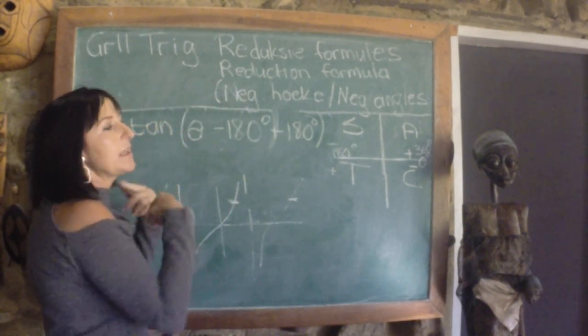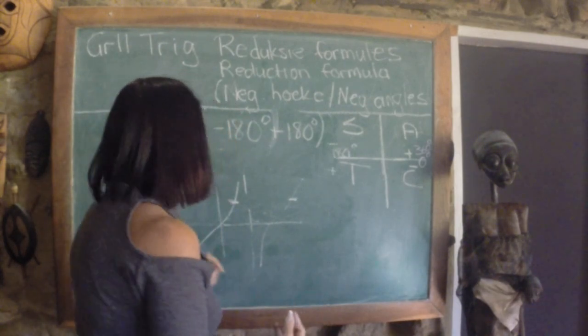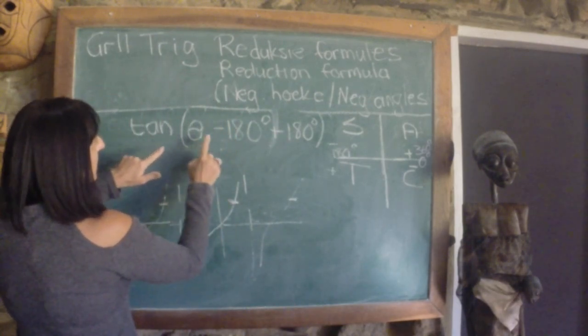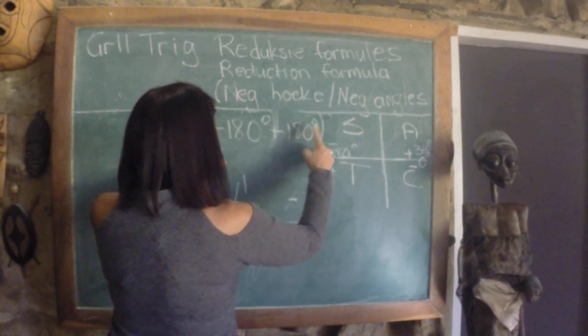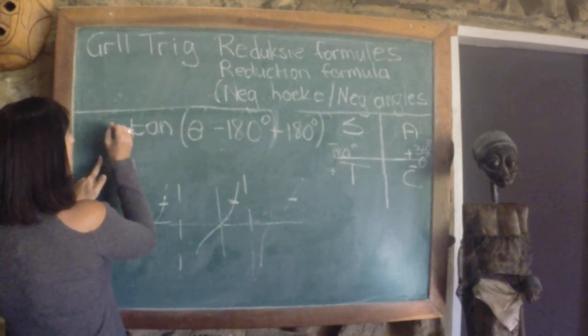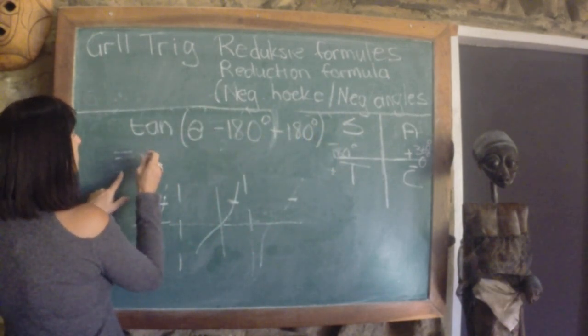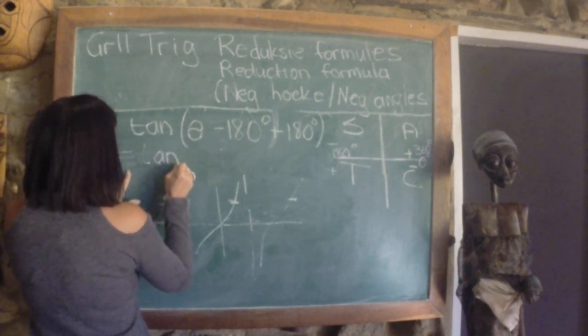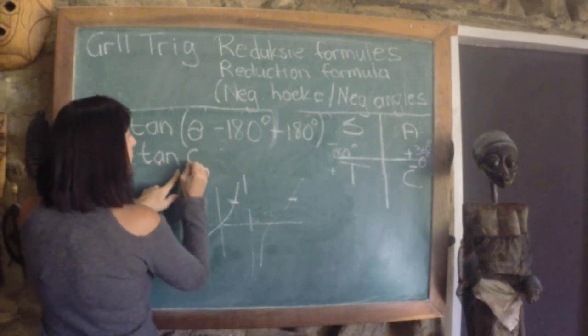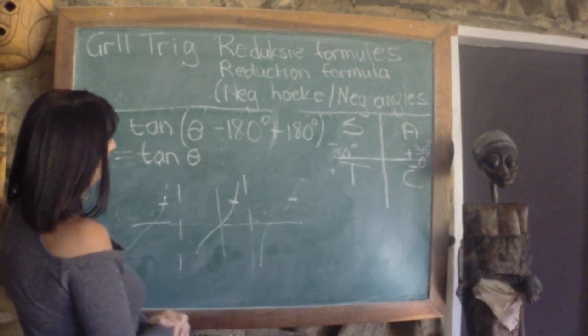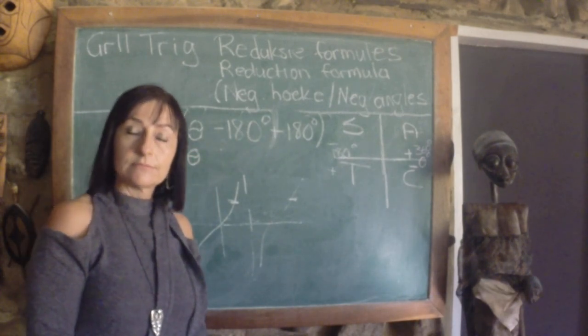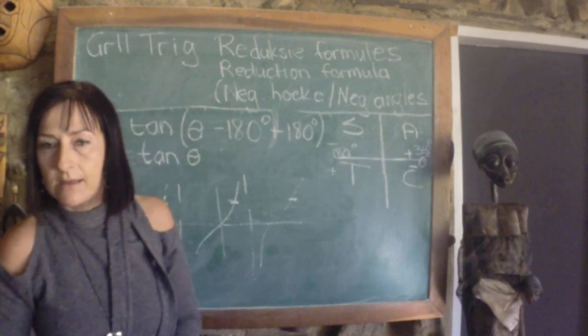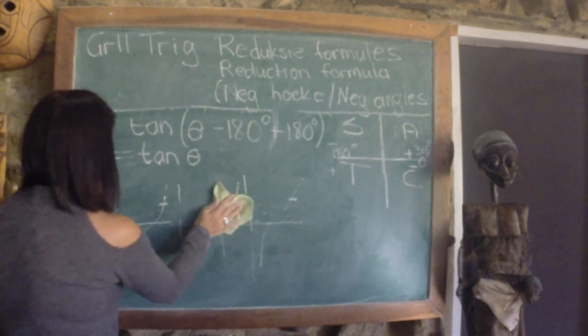En dit sal geen invloed hê op my antwoord. Daarom kan ek nou gaan sê, minus 180 plus 180 is 0. So this will also be equal to the tangent of theta. As easy as pie. Very, very easy. So let's look at another one like this.